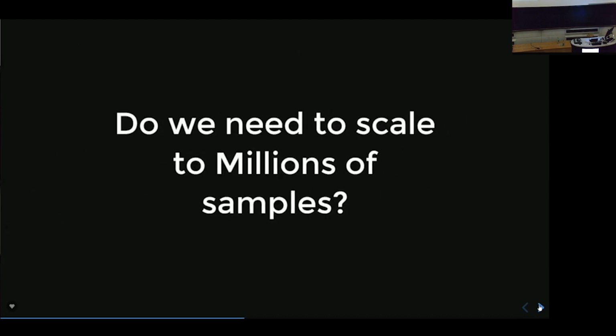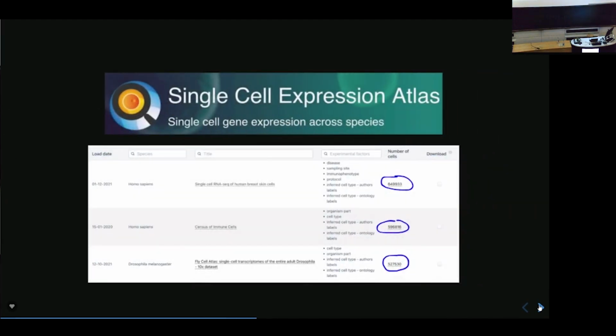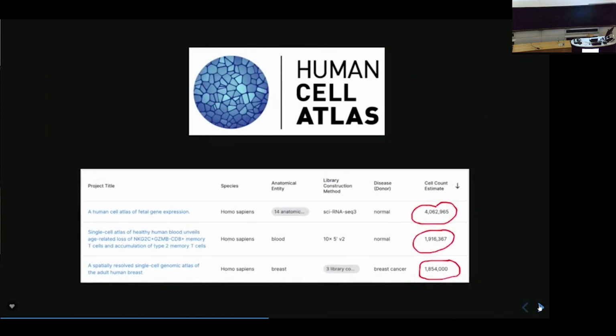But do we need to worry about this? Do we need to scale to millions of samples? Is it really needed? That's always a question to ask yourself: why do I do things? Well, if you go, for example, to the Single Cell Expression Atlas, you can see experiments that have about 500,000 cells. So there's a lot of cells in the same experiments, right? And if you go to the Human Cell Atlas, you got here 4 million, 2 million, almost 2 million cells.